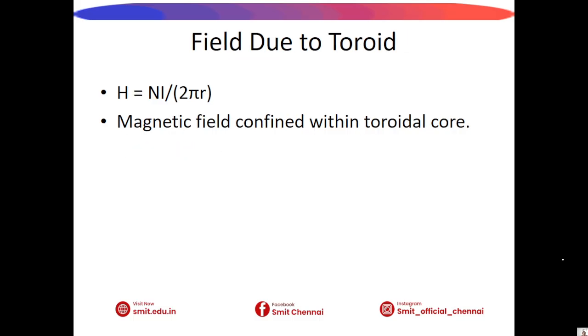Next, we see the field due to the toroid. A toroid is a circular ring-shaped coil. The magnetic field intensity in a toroid is H is equal to NI by 2 pi r. An important advantage of a toroid is that the magnetic field remains confined within the core. This reduces the magnetic leakage and improves efficiency. Toroids are commonly used in transformers and inductors.